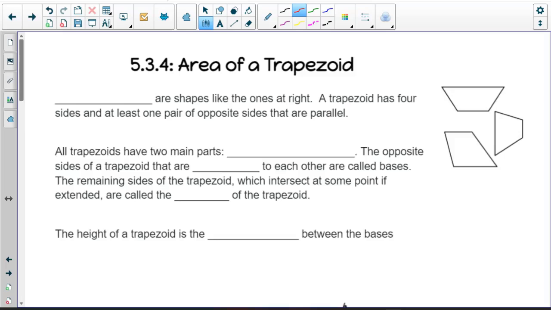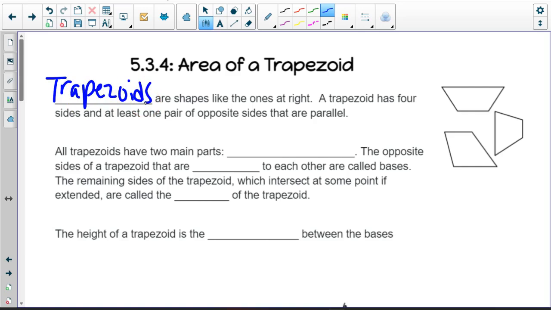So in 534, we're going to be finding area of a trapezoid. So to start us off, we're going to get some vocab done. So first word is trapezoids. So trapezoids are shapes like the one to the right.